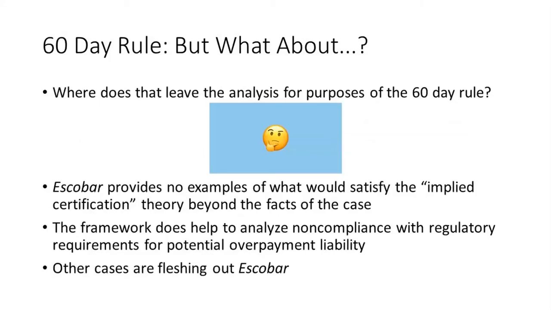Okay, so where does that leave the analysis for purposes of the 60-day rule? Well, Escobar doesn't provide us with any examples of what meets that implied certification theory beyond the facts of the case. But it does help us because it gives us that framework that we can look at for regulatory requirements, and we can walk through those points to try to figure out if this is a case that implied certification theory would apply. And so what we're seeing now is throughout the country, you've got cases that are starting to flesh out the meaning and requirements in Escobar.